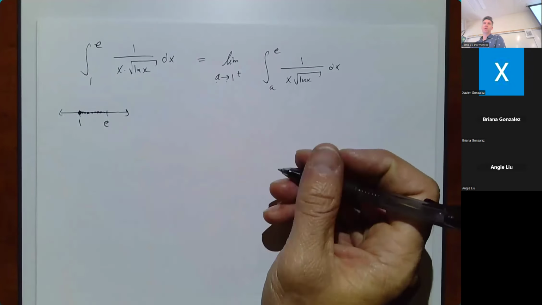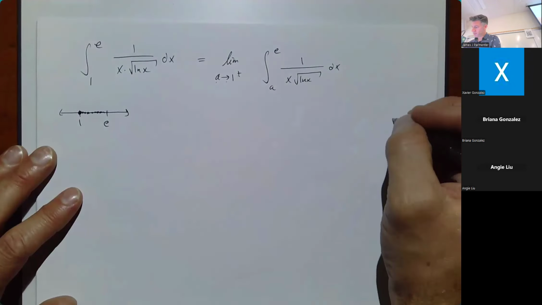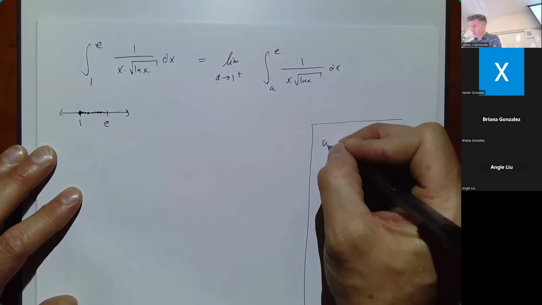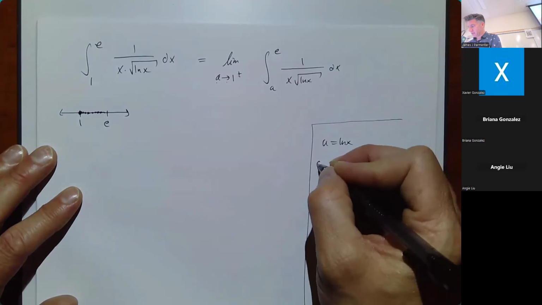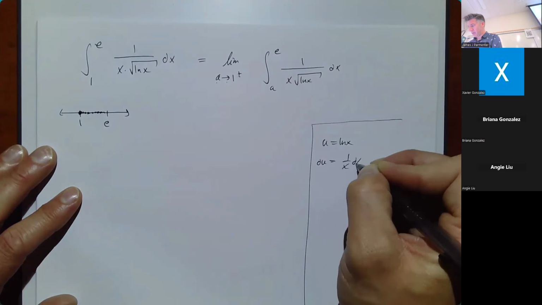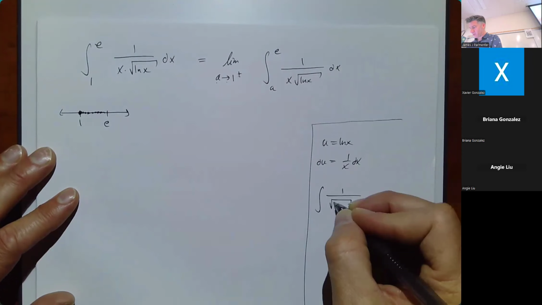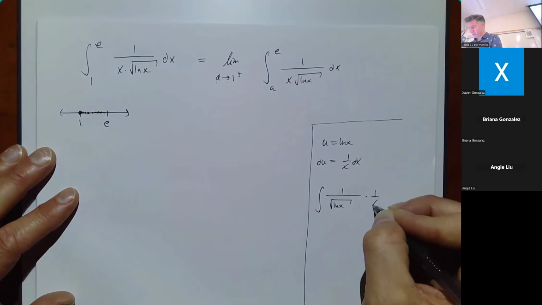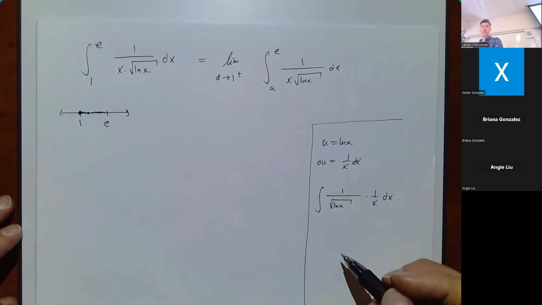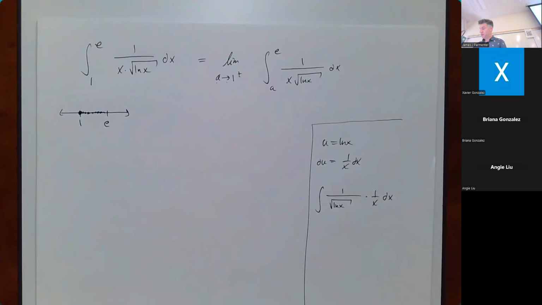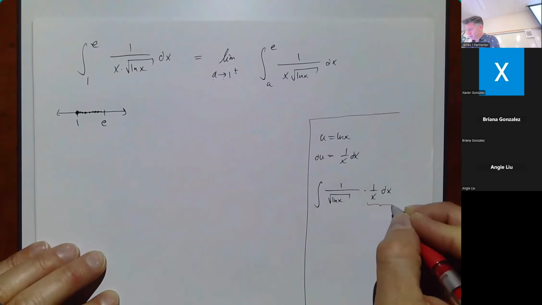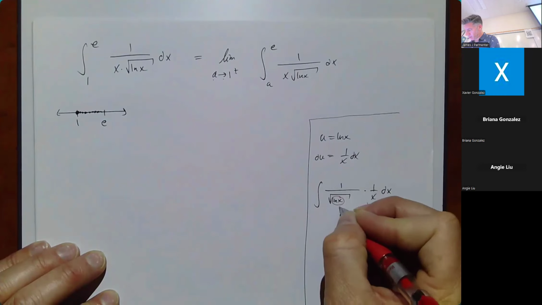So, u substitution, we're going to let u equal the natural log of x. du is 1 over x times dx. So the integral of 1 over the square root of natural log of x times 1 over x dx, which I definitely rewrote a little bit to make it more obvious what my du was. There's my du. There's my u.